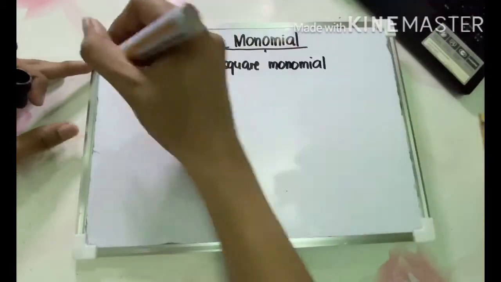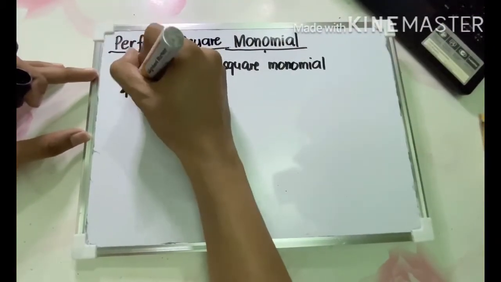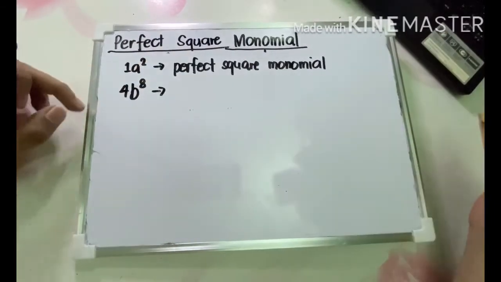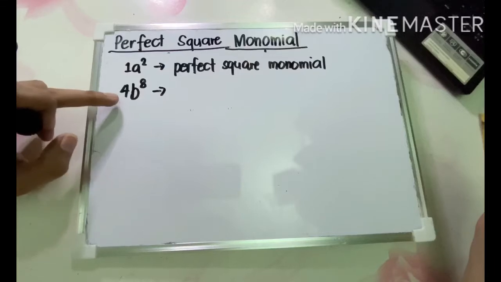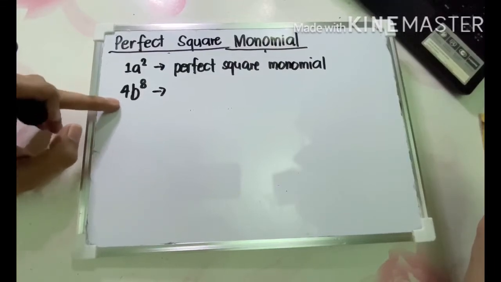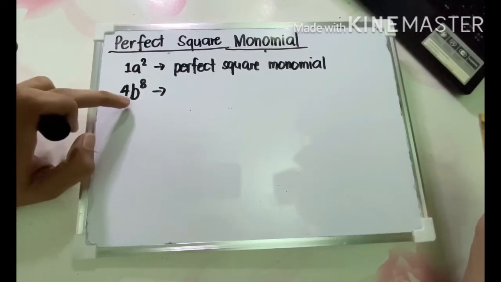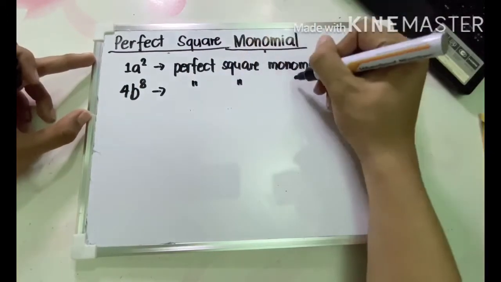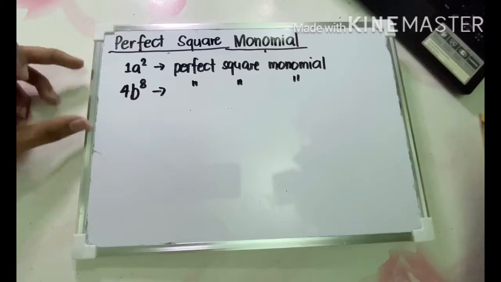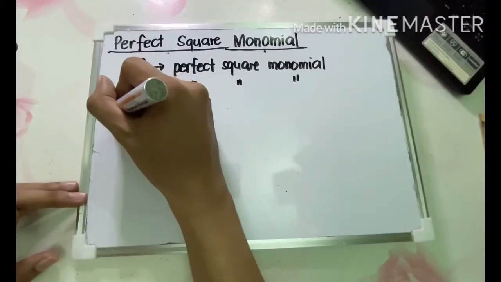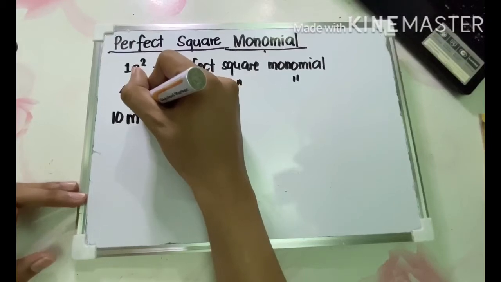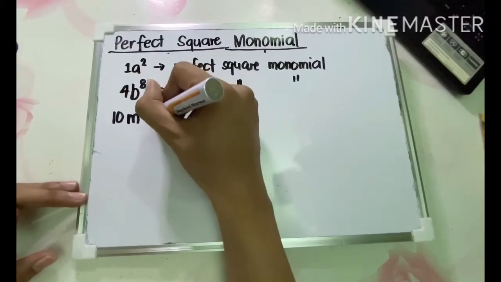Another example, we have 4b raised to 8. So earlier we have 4 as a perfect square. And the exponent of the variable b is 8. So this is still a perfect square monomial. Okay? Let's try 10m raised to 20. Okay.